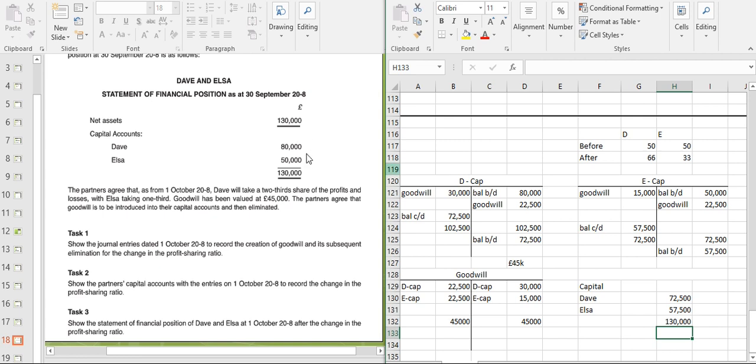Okay, so the value of the company in terms of capital is not changing. Capital is just basically moving. Dave is going down, Elsa is going up. Still equals the net assets figure. Okay, so I'm just going to check the figures one more time to make sure it is all correct, and I'm happy with that. Okay, so that is another question on the profit sharing ratio, and it's quite straightforward.